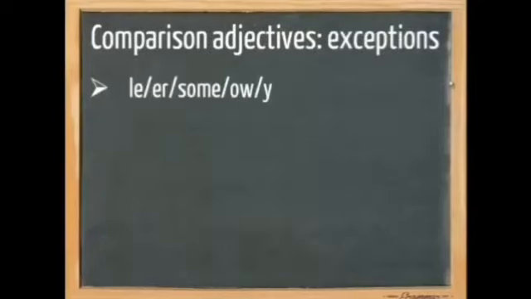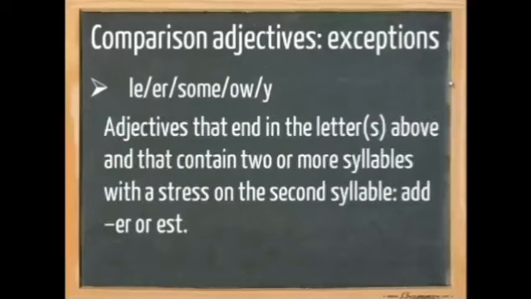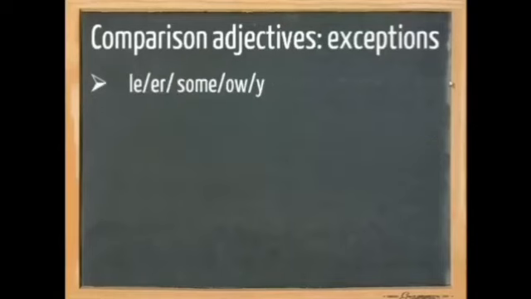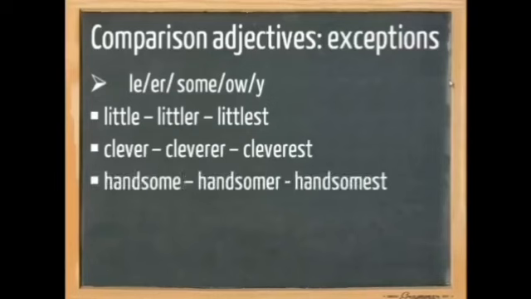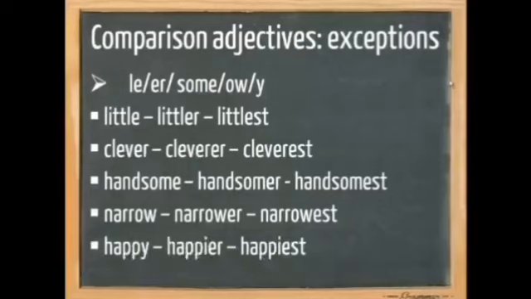Now obviously there are some exceptions. First, the words that we call leersomer we. These are adjectives that end in the letters above and that contain two or more syllables with a stress on the second syllable. With these words, we also add ER or EST. Little, littler, littlest. Clever, cleverer, cleverest. Handsome, handsomer, handsomest. Narrow, narrower, narrowest. And happy, happier, happiest. And please note that the Y has become an I.